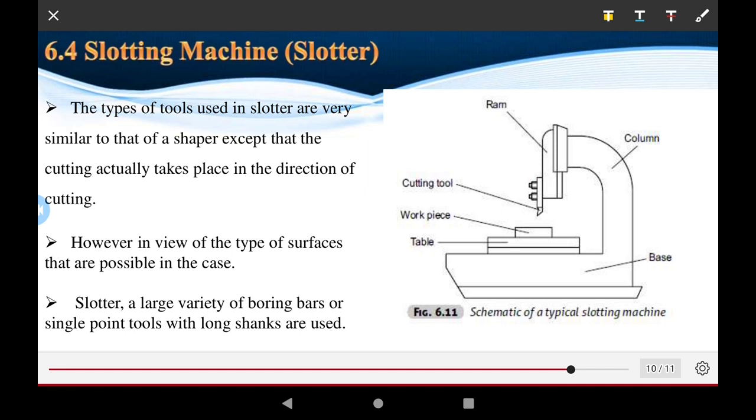This machine is used for boring, enlarging the already made holes and increasing the internal diameter of the holes. The single point tool has a very long shank. This machine uses a very long shank and is used for long workpieces. Okay, this is the machine.